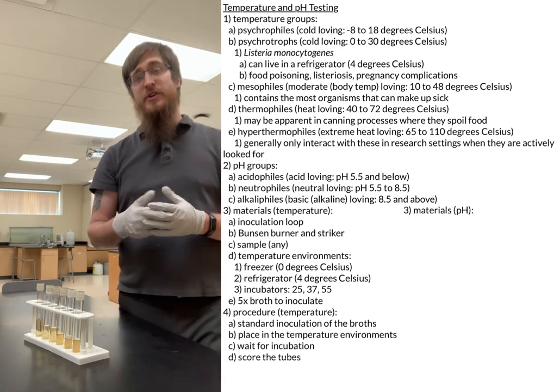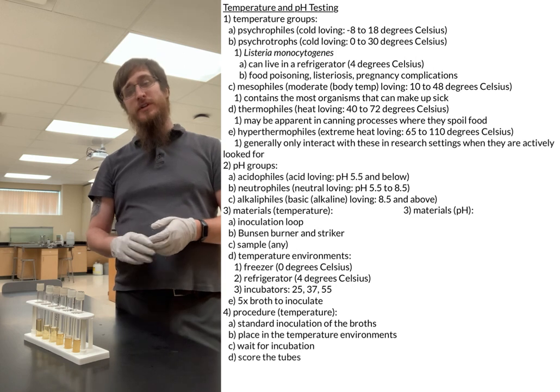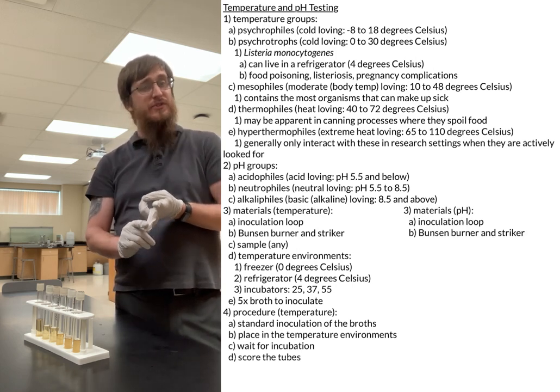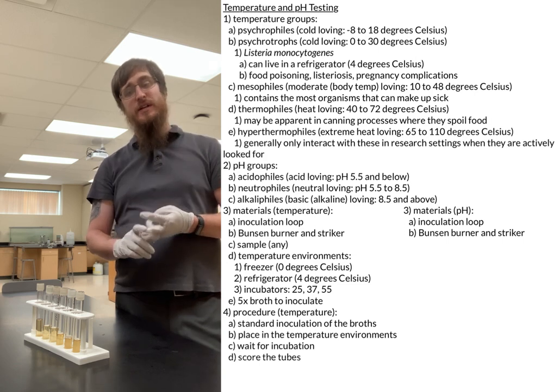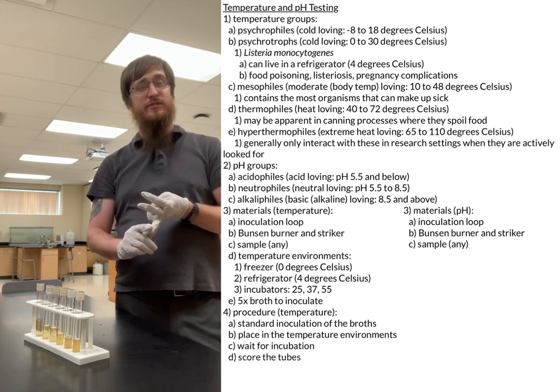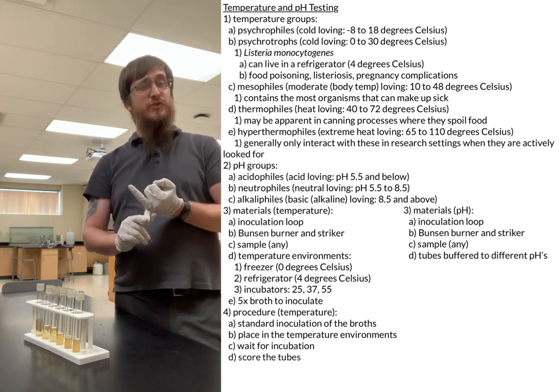In terms of the materials that you would need for your pH experiment, again, it's going to be very similar. You're going to need your loop to do the inoculation with. You're going to need your Bunsen burner and striker for your aseptic technique. You're going to need your sample again, doesn't matter where it's from, broth, plate, slant, doesn't really matter. And then you're going to need your different pH tubes.